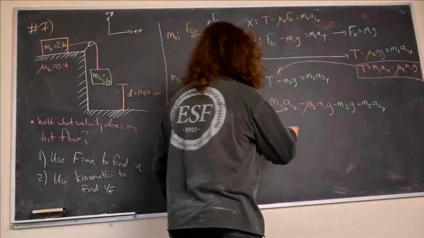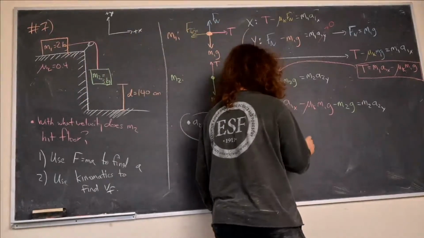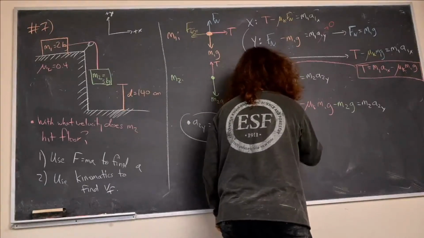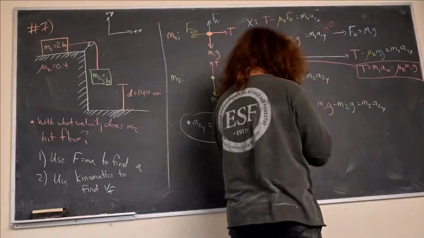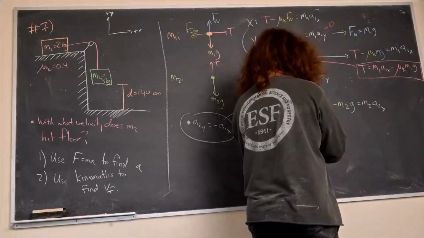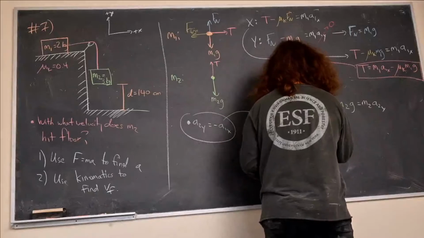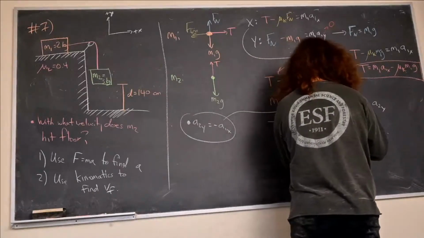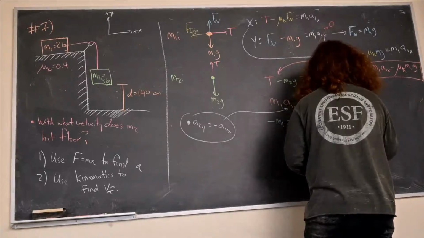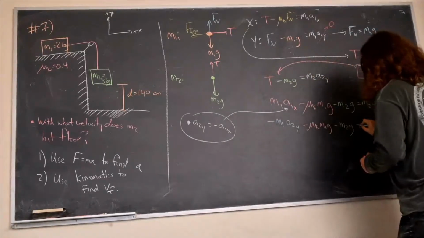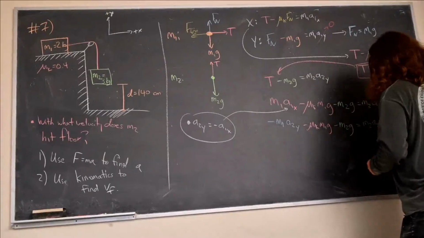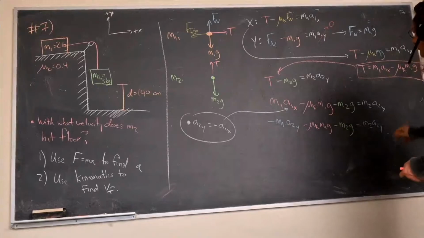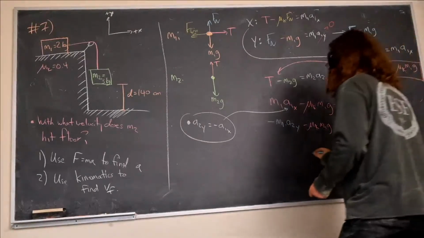So that gives me minus m1 a2y minus mu k m1g minus m2g equals m2 a2y. And you know what to do at this point. Move this to the other side, divide by the coefficient.